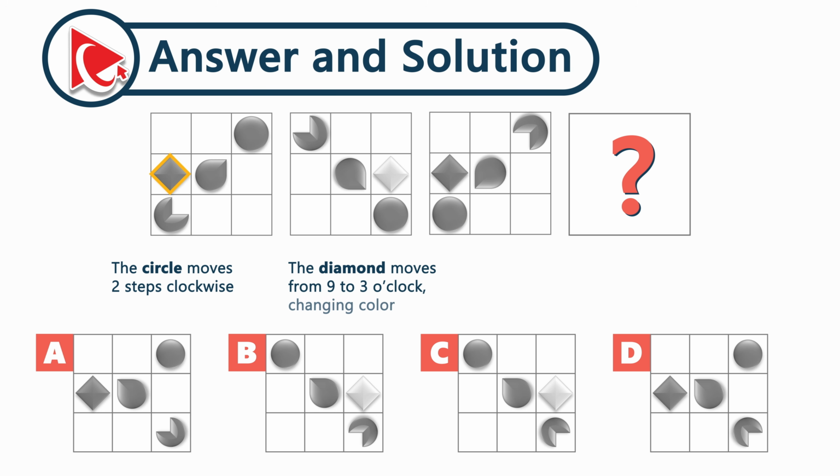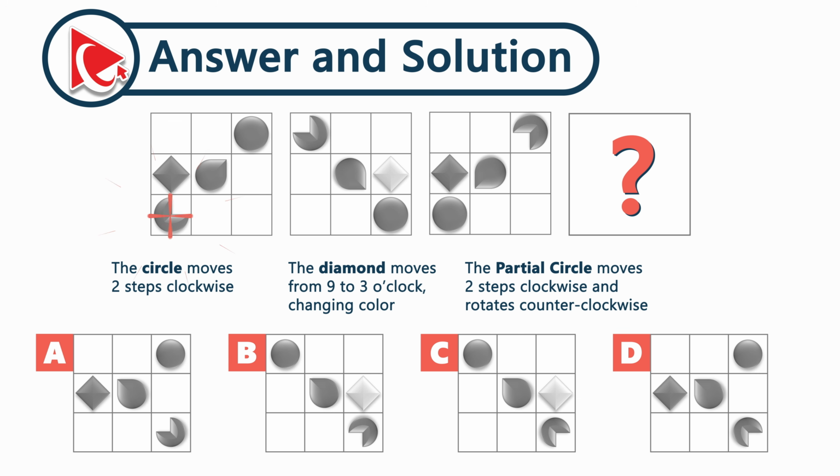The diamond stays on the same line and moves from 9 o'clock to 3 o'clock positions. But here's the caveat: it also changes color. When diamond is at 9 o'clock, it has a darker color, and when it's at 3 o'clock, it has a lighter color. The partial square also moves 2 steps clockwise, but in addition, it rotates counterclockwise.